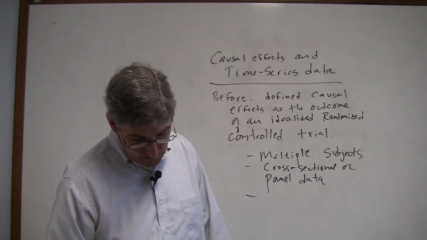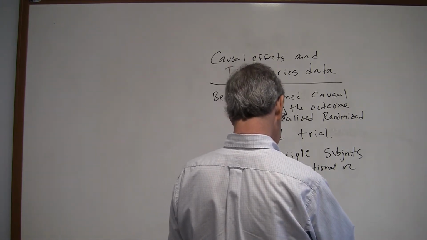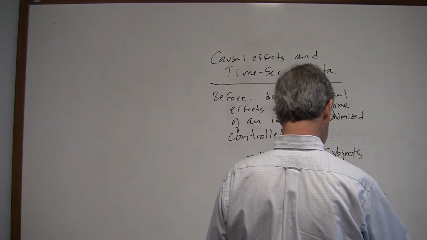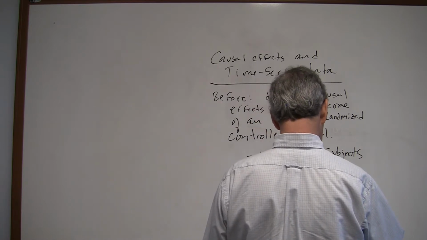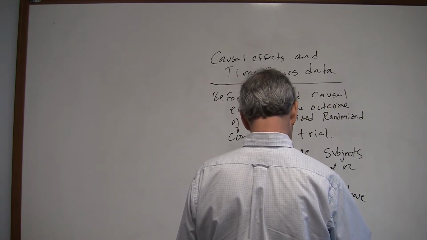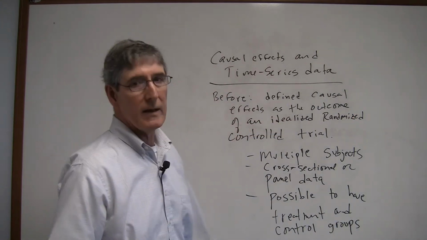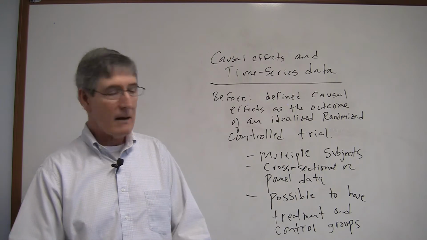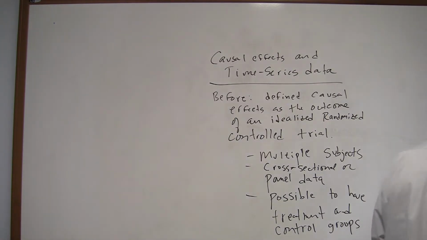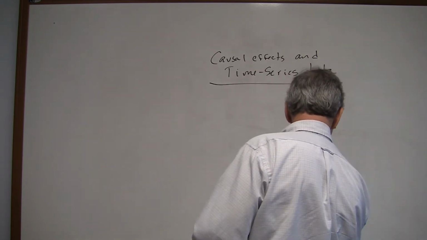And you have more than one individual. So because you have multiple subjects, it's possible to have treatment and control groups. So we take this random sample from the population. From that random sample, we randomize the treatment, and then we're all set to go with this kind of a setup. The problem in time series data is that you don't have multiple subjects.